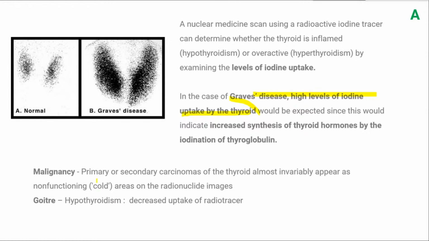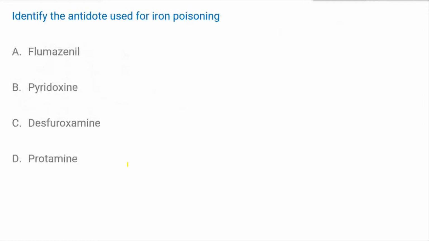Even in thyroid, a nodule can appear as a hot nodule. Malignancy most commonly can occur as a cold nodule, but the final diagnosis of whether it's a malignancy cannot be given based on just radionucleotide scanning. That is one extra point that you need to note. Okay, we'll move on to the next question.